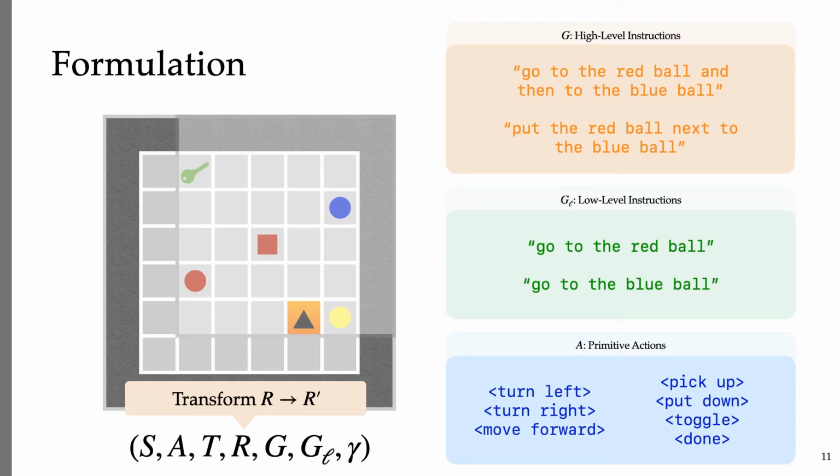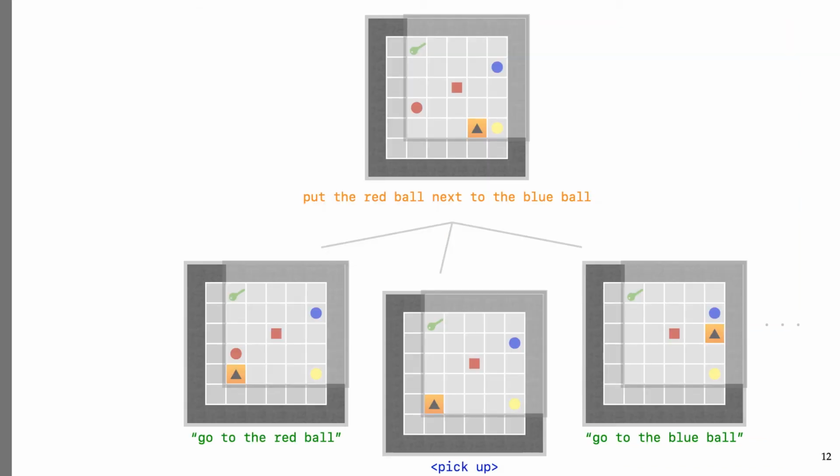Now, as an example, our high-level instruction set might contain instructions like go to the red ball and then to the blue ball, or put the red ball next to the blue ball. The low-level instruction set might contain go to the red ball and go to the blue ball. Now, the task put the red ball next to the blue ball can be solved by completing go to the red ball, followed by a primitive action, pick up, followed by the rest of the trajectory. ELA would assign reward after each low-level instruction is completed. We'll now look at an overview of ELA as a whole.